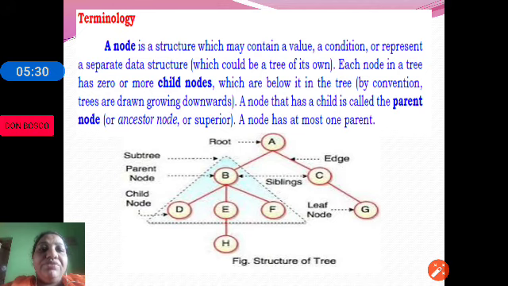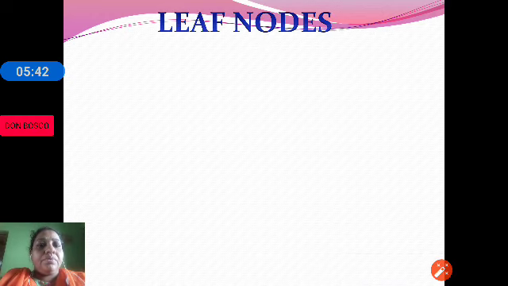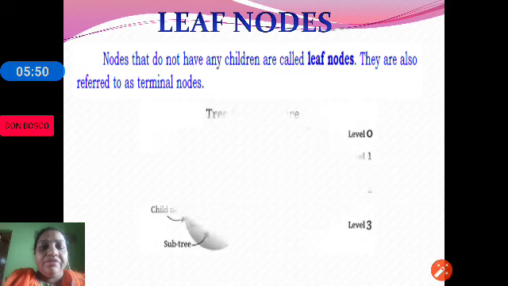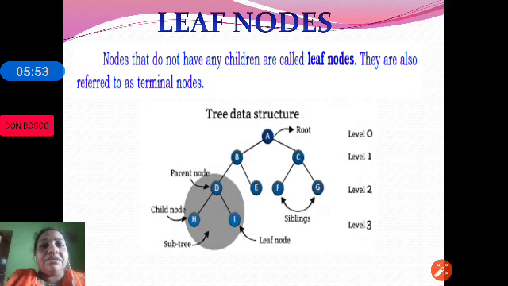Then we have leaf nodes. If a node does not have any node below it, it is called a leaf node. A node which does not have any child nodes is called a leaf node. They are also known as terminal nodes. In the example you can see H, I, E, F, G. These are the leaf nodes.